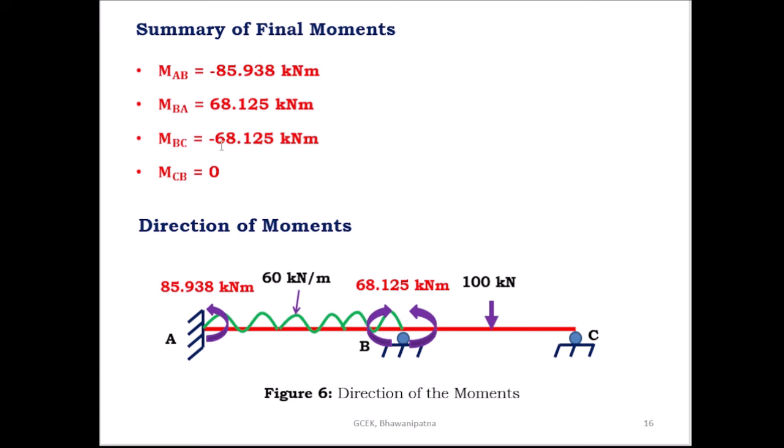Then MBC is equal to minus 68.125 kilonewton meter, and due to the negative value, apply the direction anti-clockwise. And MCB is equal to 0. But at the joint B, the sum of the moments should be 0. So here you get MBA plus MBC is equal to 0. 68.125 minus 68.125, so this is equal to 0. This is the direction of the moments.